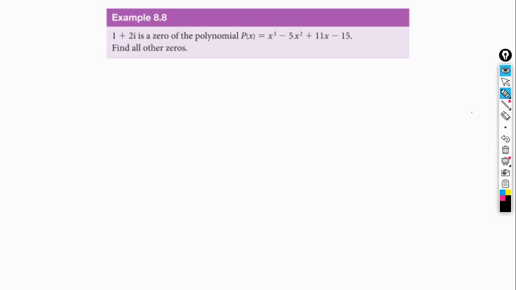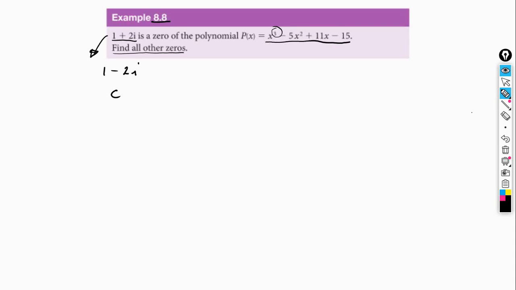So now let's take a look at example 8.8. And it says 1 plus 2i is a zero of the polynomial p of x equals x cubed minus 5x squared plus 11x minus 15. Find all other zeros. So this is to the power of 3. That means that it's going to have 3 zeros. And we already know what the other zero is because it has to be the conjugate of this. So if this is one zero, the other zero is 1 minus 2i. And let's suppose the third zero is just c.